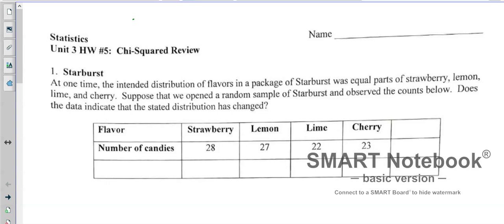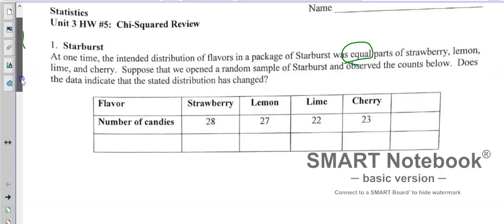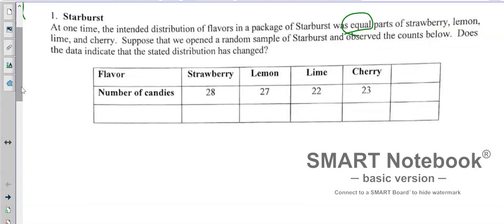All right. So for the review, number one, Starburst. At one time, the intended distribution of flavors in a package of Starburst was equal parts: strawberry, lemon, lime, and cherry. Suppose we opened a random sample of Starburst and observe the counts below. Does the data indicate that the stated distribution has changed?